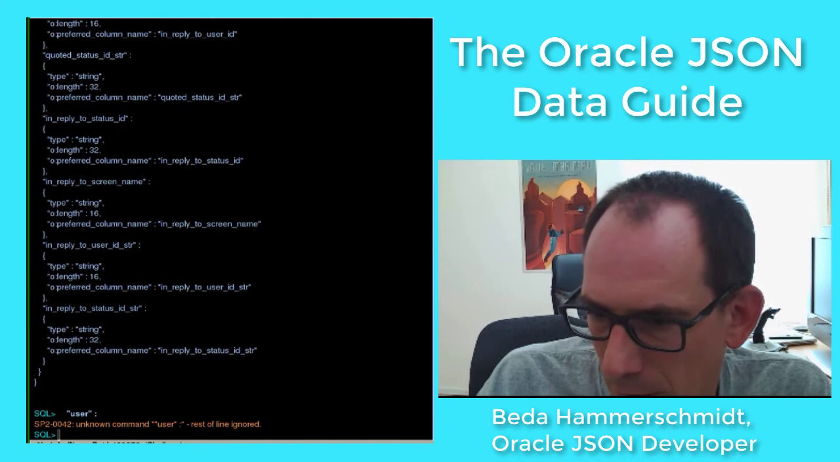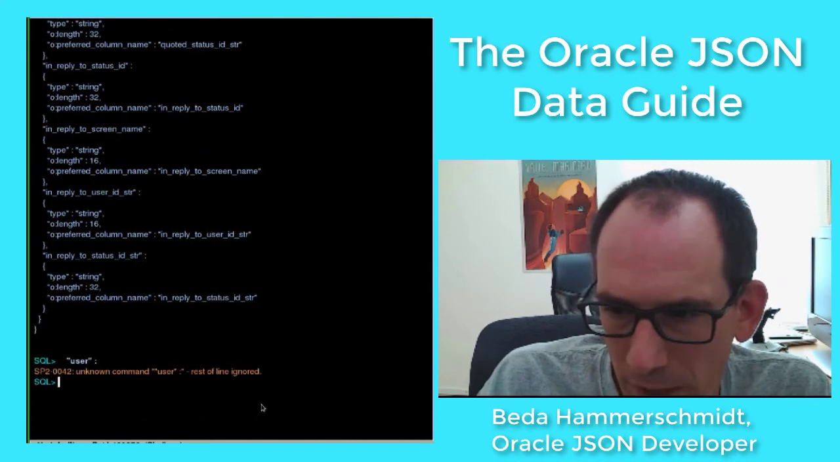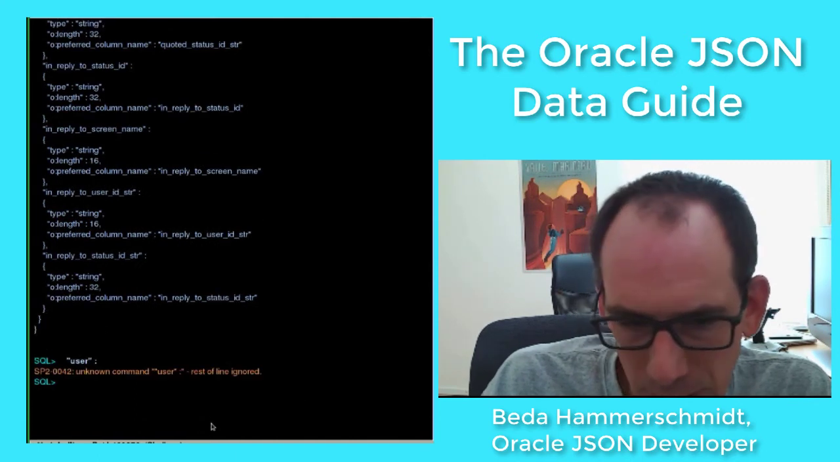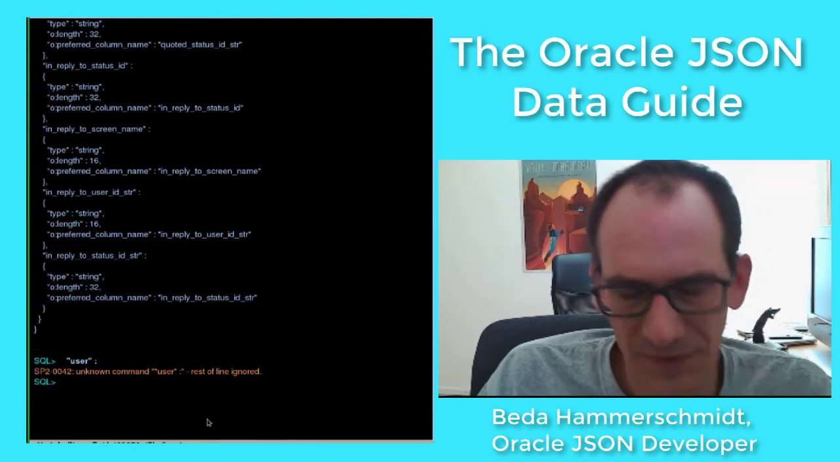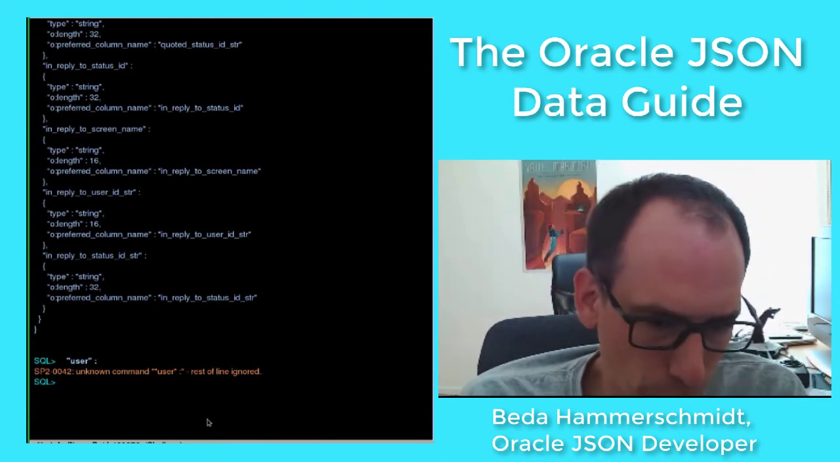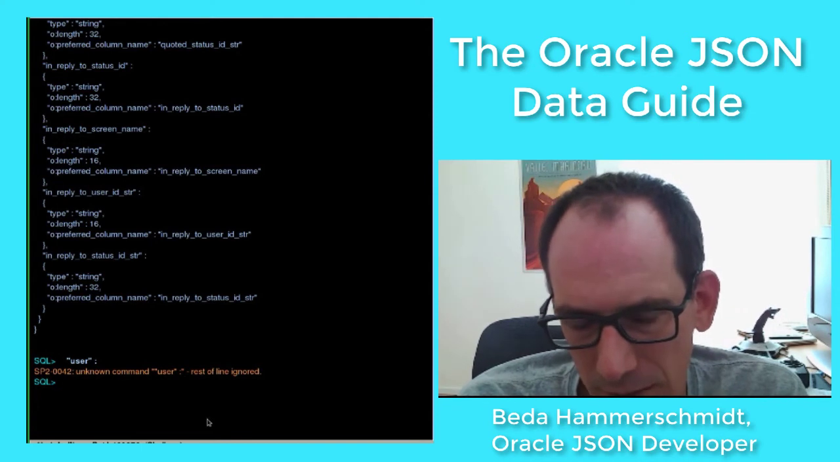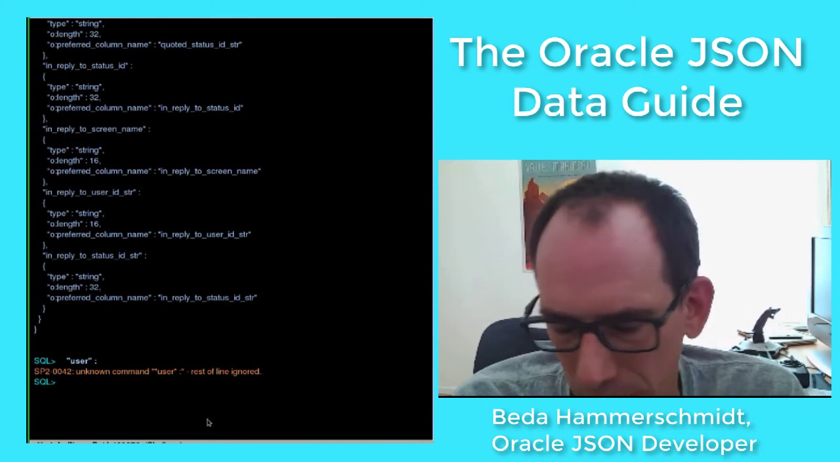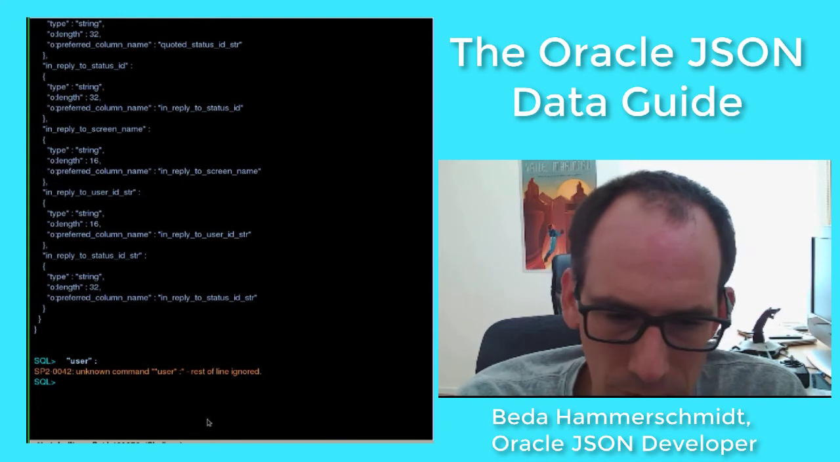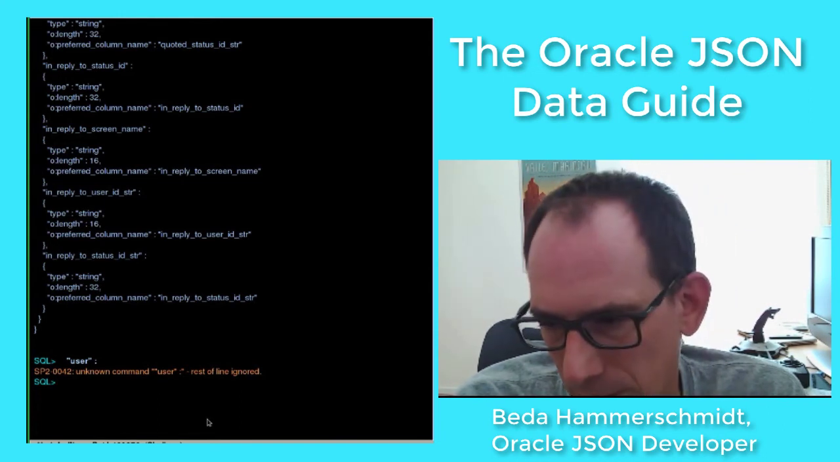Okay, so whenever we calculated the JSON data guide, it took a few seconds, and this is because we sampled or we scanned every row. So in this case, it was 100,000 tweets that needed to be scanned, and this obviously took a while, so it wouldn't scale if you go into the millions or billions of documents.